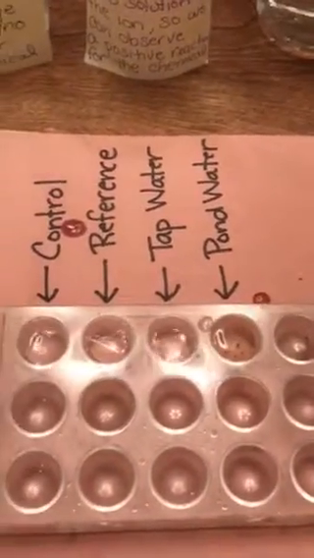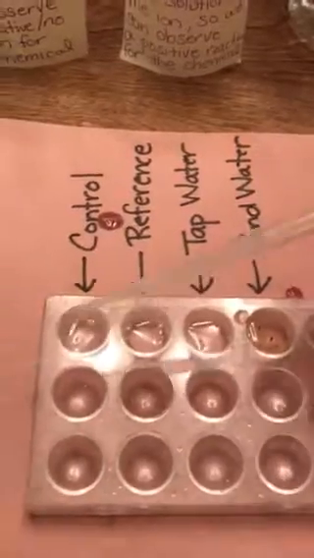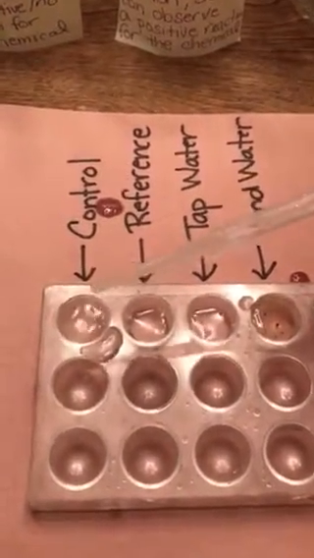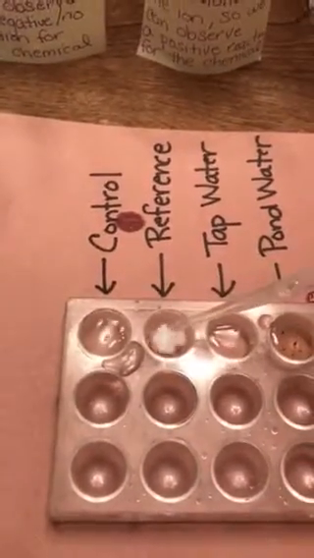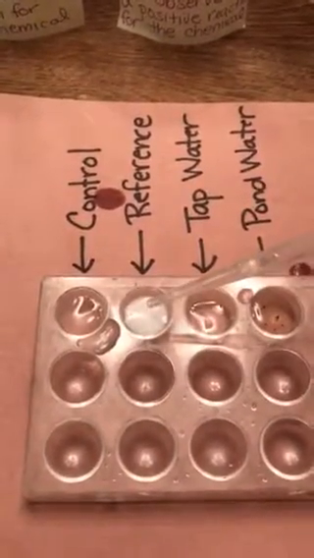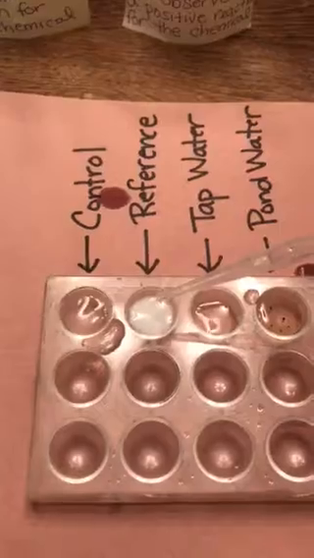So now what I'm going to do is add the solution that has chlorine ions in it. Here in my control, I should see no reaction because there should be nothing in there but pure water. Here is my reference. Oh boy. All right, that's definitely a reaction. So that's going to be the lead chloride.